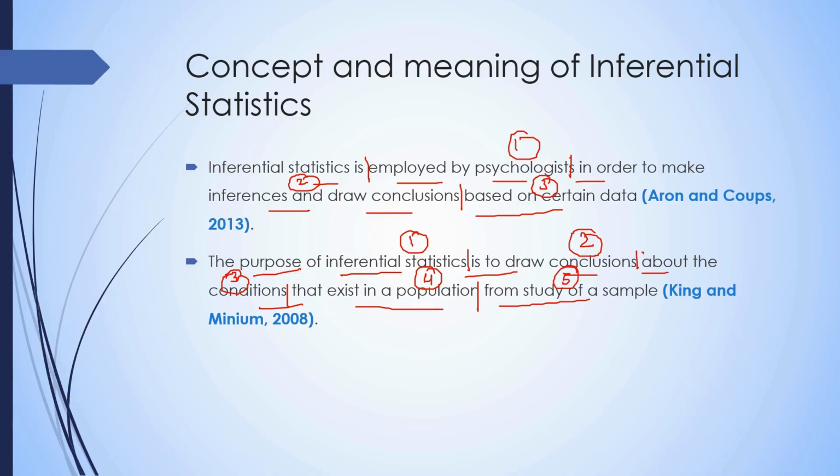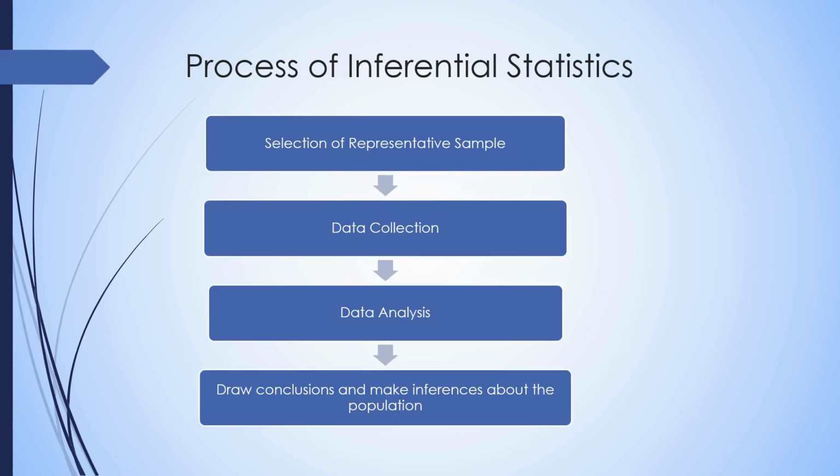Okay. So King and Minium say that the purpose of inferential statistics is to draw conclusions about the condition that exists in a population from study of a sample. These were the definitions of inferential statistics. Now that we have looked at what inferential statistics is, let's look at the process of inferential statistics. How do we do inferential statistics?